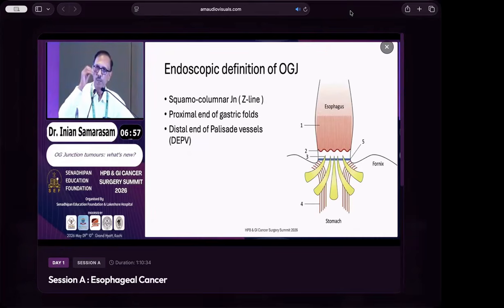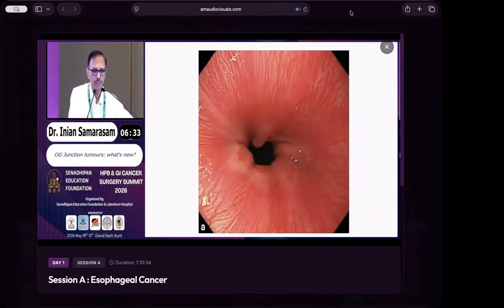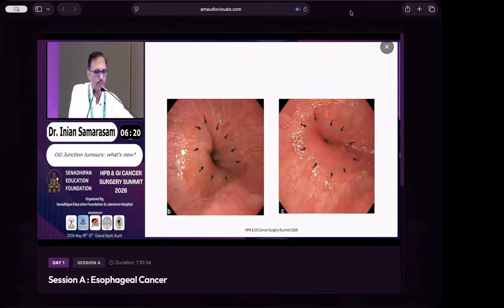So firstly, we have been taught about the OG junction as being the Z line or the squamocolumnar line. Majority of the guidelines now talk about the proximal end of the gastric folds. But we're now talking about the distal end of the palisade vessels, which are these vessels here. So the distal most end is now the endoscopic landmark of the OG junction. As you can see here, all the three can coincide with each other.